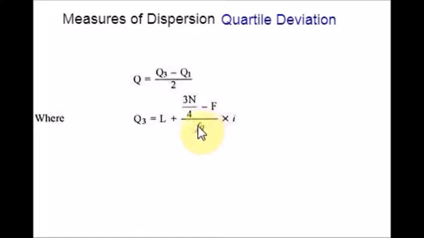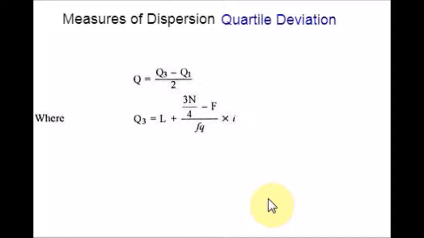And FQ is nothing but the frequency of the class interval upon which Q3 lies. And the small i denotes the size or the length of the class interval. Hope you're clear with the quartile deviation formula. Okay, now let us see interquartile range.